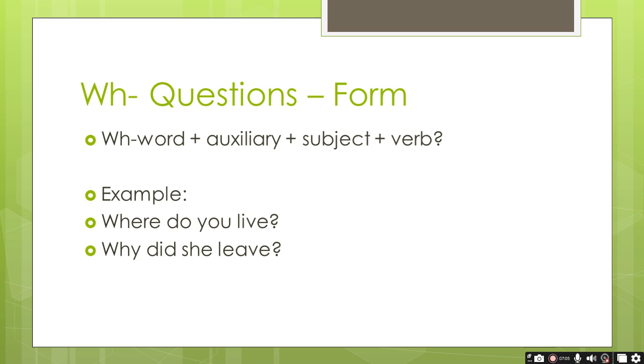Where do you live? For example, you can say, I live in DRC, or I live in Sudan, or I live in Kenya. The second example, why did she leave? The person is asking for the reason, and your answer should include because. You can say, for example, she left because, and then you continue giving the reason why this person left.